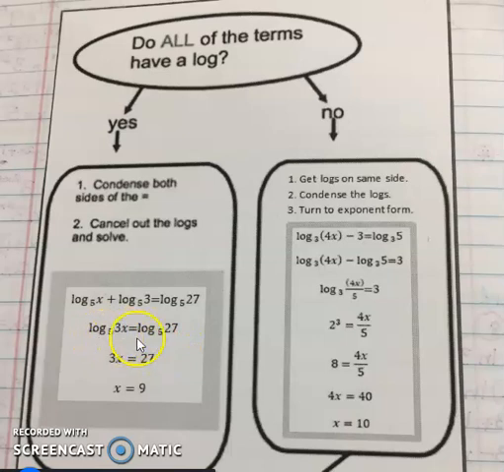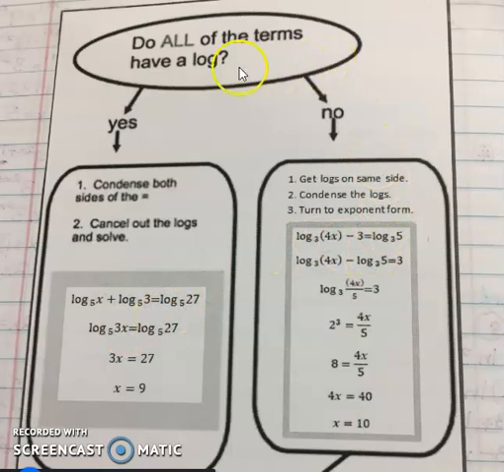So you'll notice that the logs are now the exact same on both sides. They have the same base, which allows you to set the arguments equal to each other. So we have 3x equal to 27. You'll divide both sides by 3, which gives you x equals 9. So if you plug that back into the original, you'll have log base 5 of 9 plus log base 5 of 3 equal to log base 5 of 27, which is a true statement using your properties of log to put that back together as 3 times 9 is 27.